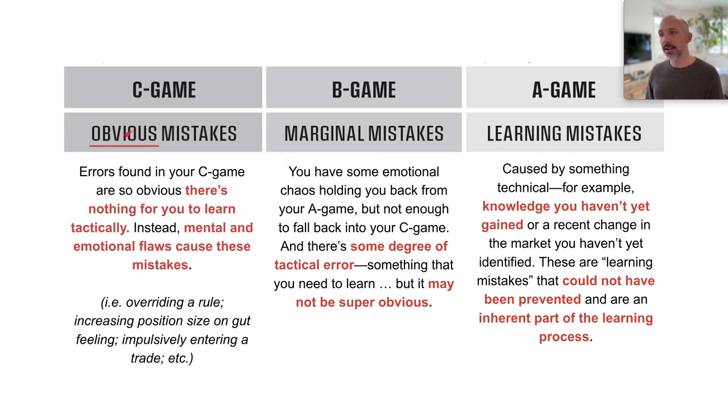And then there are these C game obvious mistakes. Errors found in your C game are so obvious, there's nothing for you to learn tactically. Instead, mental and emotional flaws cause these mistakes. What are some examples of C game mistakes? Overriding a rule in your trade plan. You know you shouldn't do it.